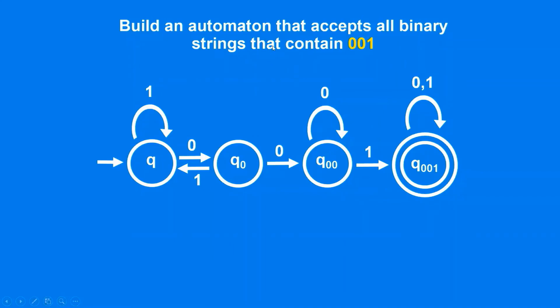Yes, sir. Very simple. An automaton or finite automata that accepts all binary strings that contain 0, 0, 1. So first, how will you attack this problem? First you start with the initial state. For every machine we need one initial state. Then we know that it will accept 0, 0, 1, so first build the 0, 0, 1 path.